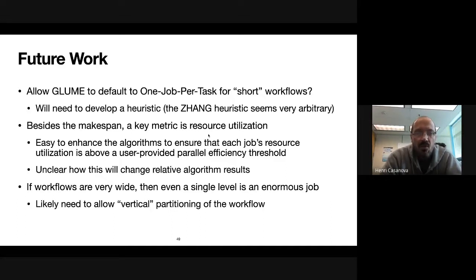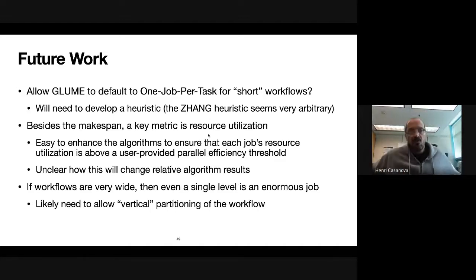But the way in which Zhang does it seems very arbitrary. It's a magical number. When some ratio is lower than 2, is higher than 2, then default to one job per task. There's no real justification for it. So it would be kind of interesting maybe to develop a heuristic to decide when to give up on the fancy approach and say, you know what, the workflow is such that we should just do one job per task. So that's one direction. Again, I'm not sure how compelling it is because maybe we don't care that much about short workflows.